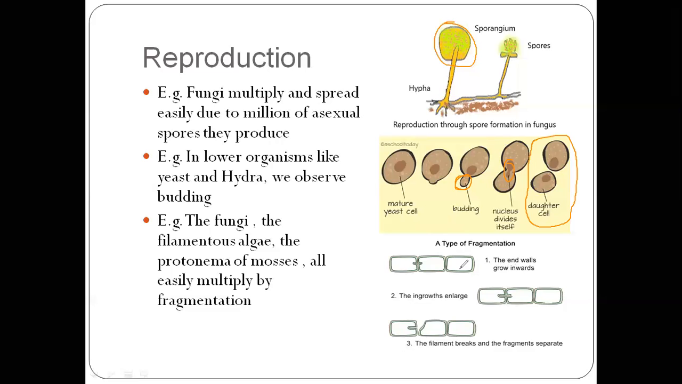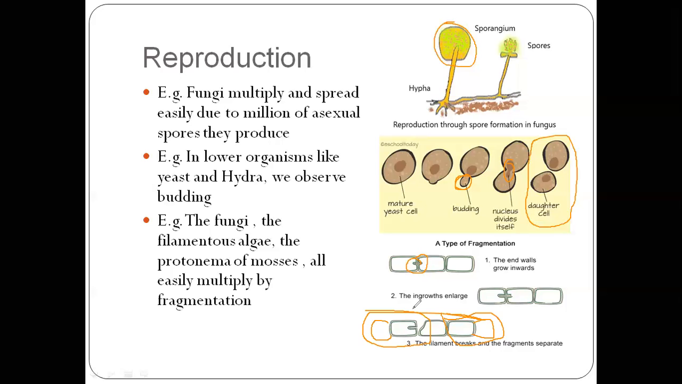The end walls grow inward. You can see the growing happening which is inward. After this, the ingrowth will enlarge. You can see the enlargement, and the filament breaks and the fragments get separated. So there's one more fragment which is formed here, and there's one more fragment which is formed here. So you can find two fragments which are getting separated. In this process of fragmentation, here also one more organism will start developing. This entire process is called the fragmentation process.